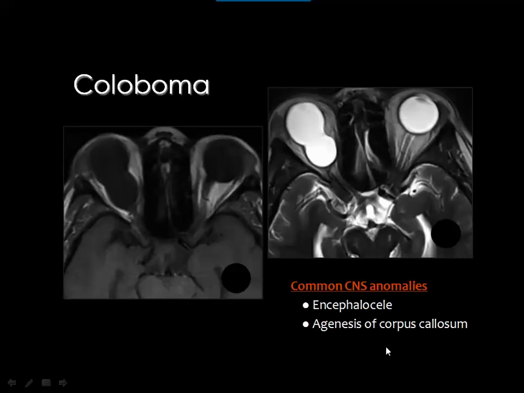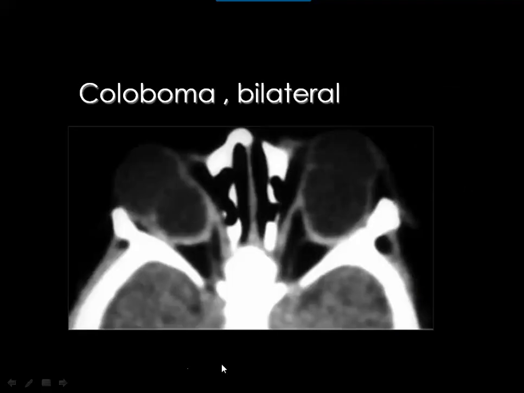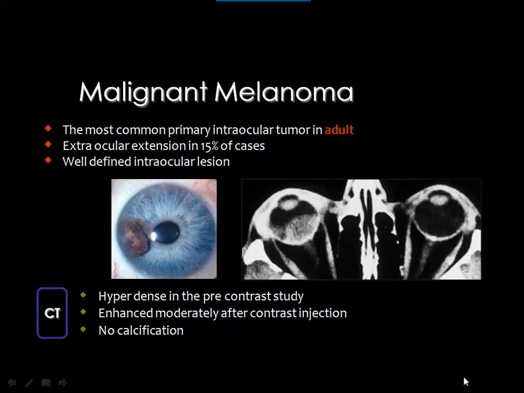And this is also a case of coloboma by MRI on the right side. You see the globe, there is a big defect in the ocular coats, and there is a retroocular cyst that is connected to the globe itself, and this is coloboma. Coloboma can be unilateral and can be bilateral, like this one. This is the globe and this is the cyst behind the globe on both sides.